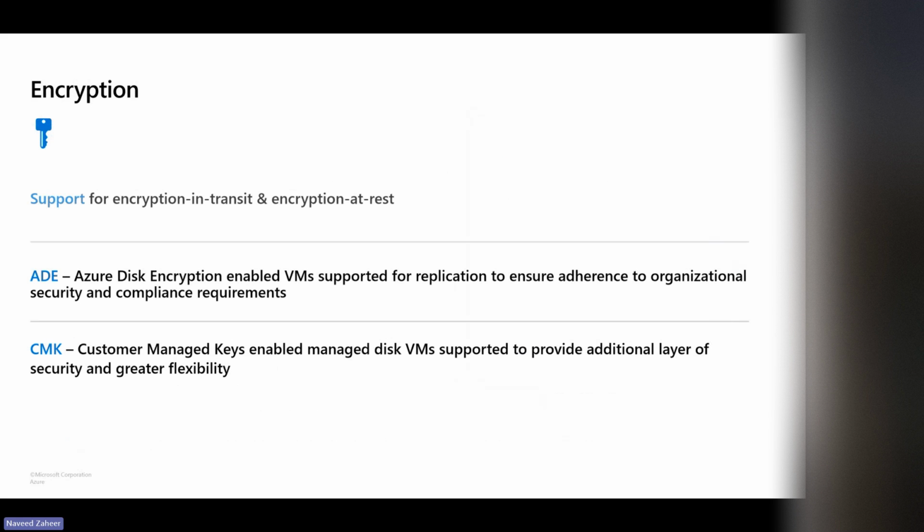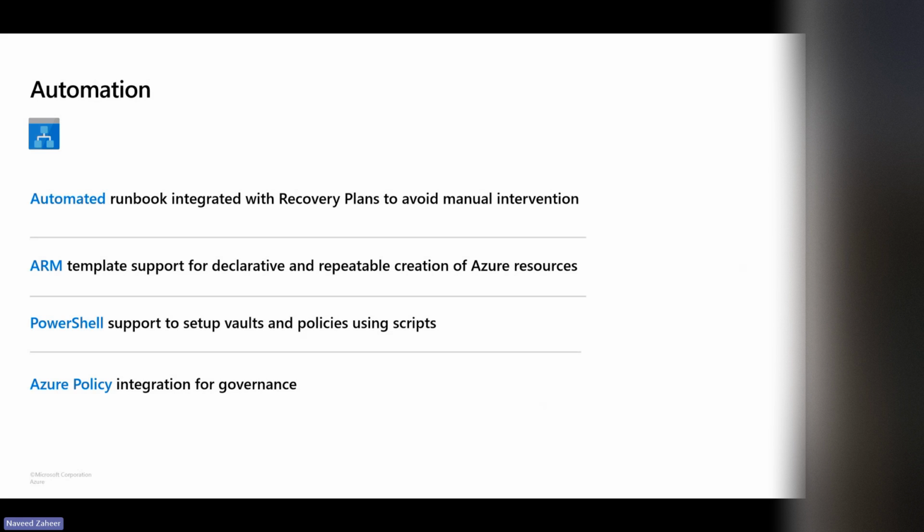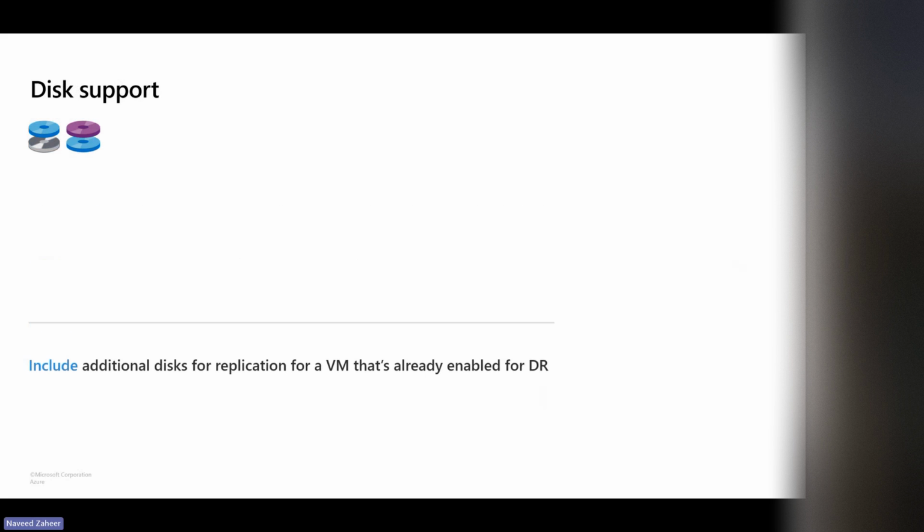Another thing is about encryption. So it supports encryption in transit as well as encryption at rest. Azure Disk Encryption is supported, and you can bring your own keys. So you can use customer-managed keys, and a number of customers want to bring their own keys and put them in Key Vault and use that. So that's another thing you can use. Of course, Azure Automation is a key part for doing recovery plans and runbooks and things like that.